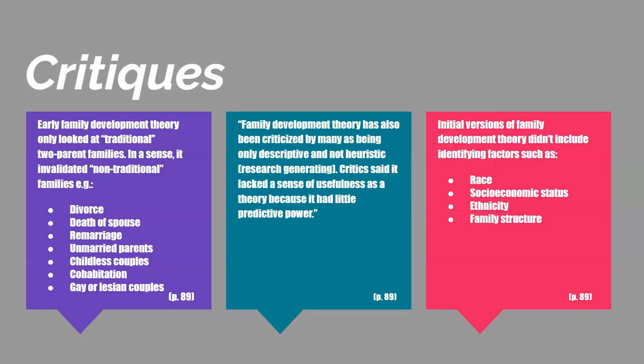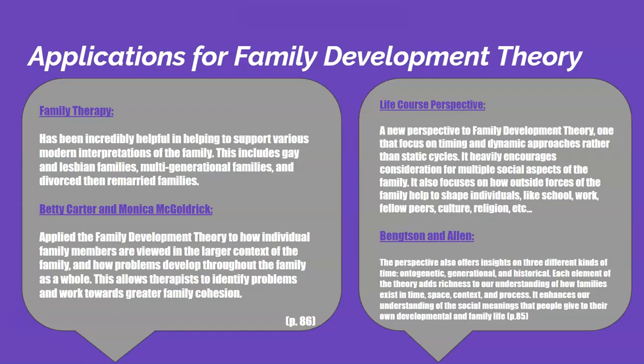Family development theory has also been criticized by many as being only descriptive and not heuristic, or research generating. Critics said it lacked a sense of usefulness as a theory because it had little predictive power. Initial versions of family development theory didn't include identifying factors such as race, socioeconomic status, ethnicity, or family structure.